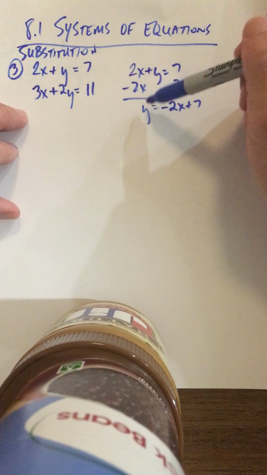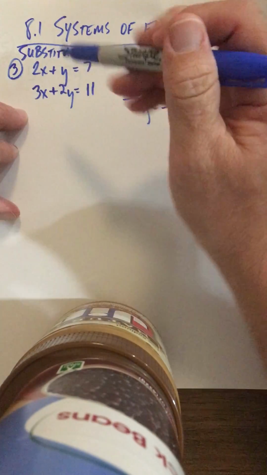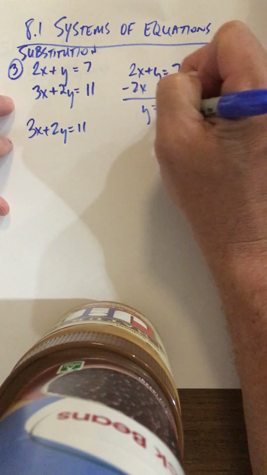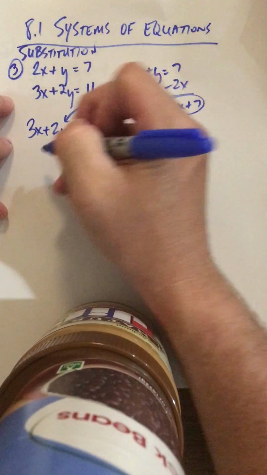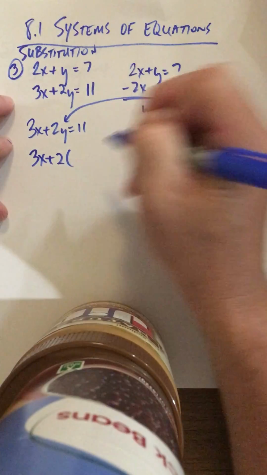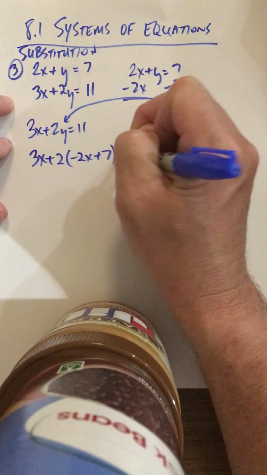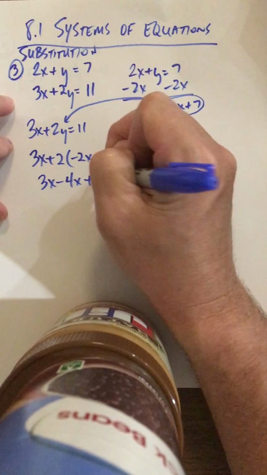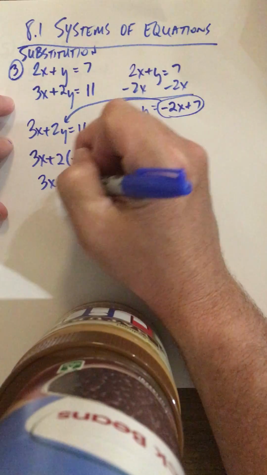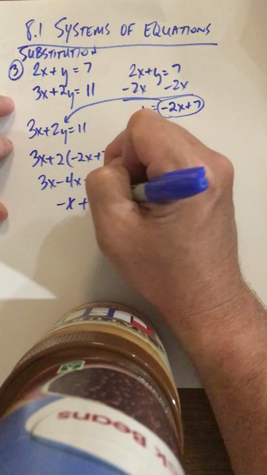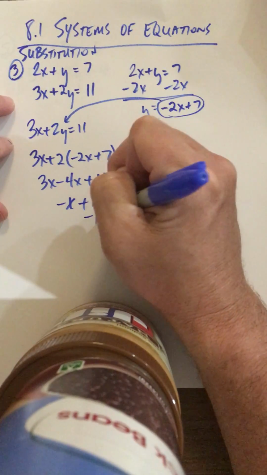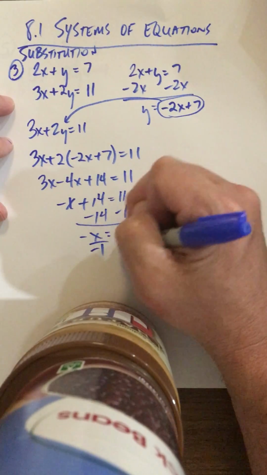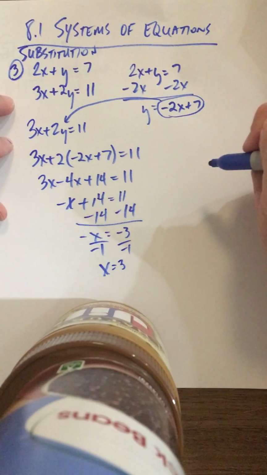You'll always get a variable by itself and then plug it into the other equation, the one that you haven't used. So take this 3x plus 2y equals 11, and you're going to plug this in the spot for the y. This will be 3x plus 2 times negative 2x plus 7 equals 11. Distribute that 2 right there, you get negative 4x plus 14 equals 11. 3x minus 4x is negative 1x plus 14 equals 11. Subtract the 14 from both sides. You get negative x equals negative 3, and divide by negative 1, and x is a positive 3.